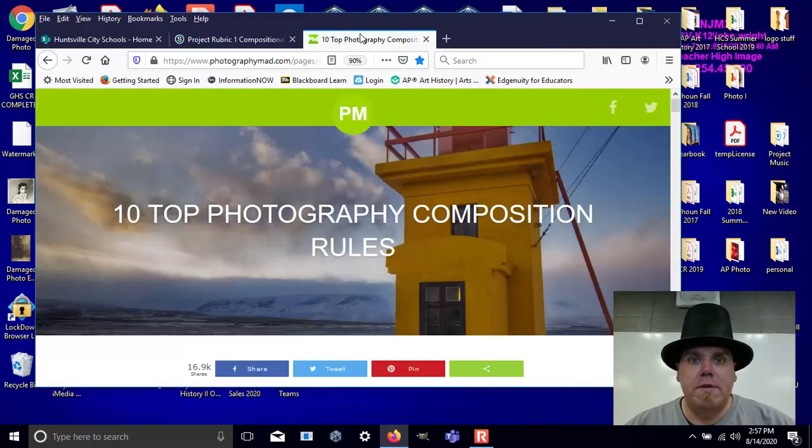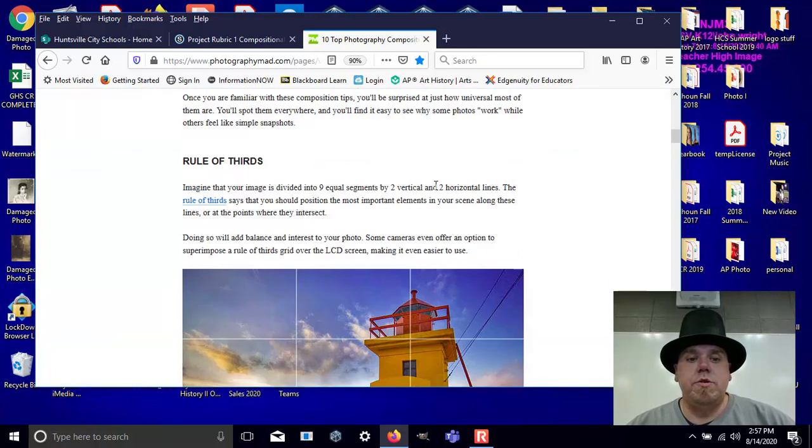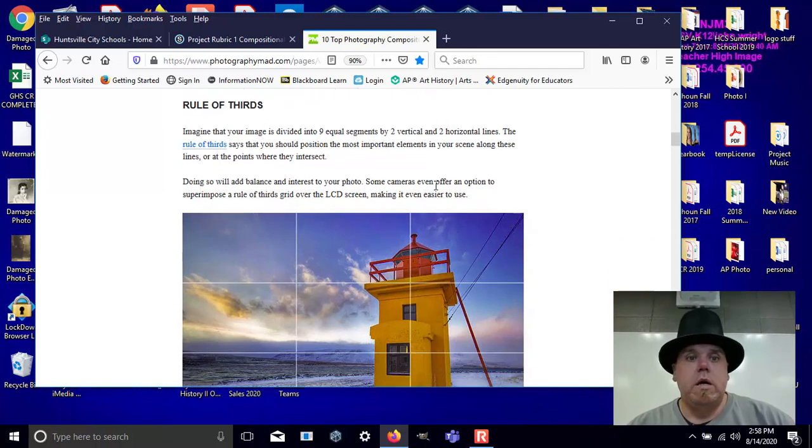So we're going to talk about the article now. The article is called 10 Top Photography Composition Rules, and it lists each one of the rules, and then it gives an example. So this is a great resource to help you explain and understand what the rules are, but also to see in action how they're expressed visually.